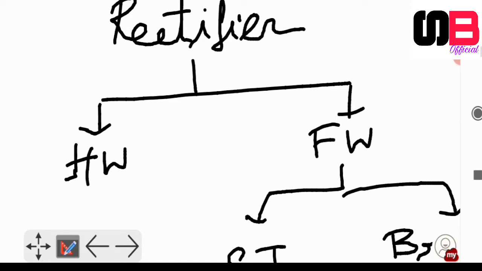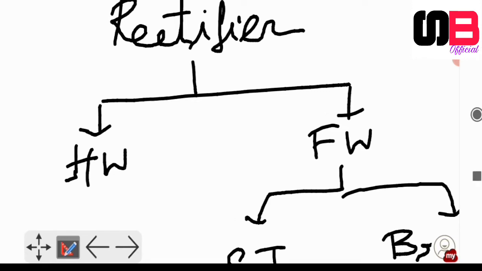Today we will learn about some MCQ on power supply. And we know the heart of the power supply is the rectifier. A rectifier is an AC to DC converter. Before we start the MCQ session, we will learn about the basics of rectifier.